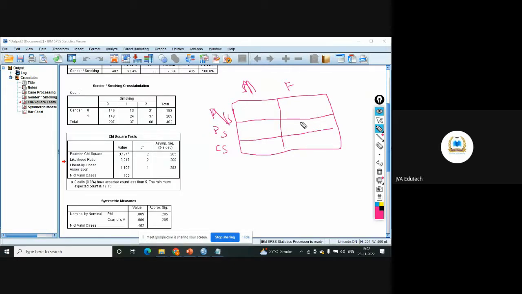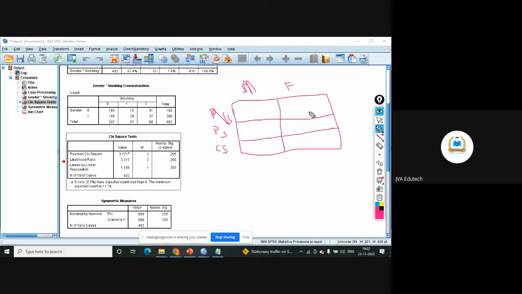Each cell should have a minimum count of 5. If any of the cells won't have a minimum count of 5, then our chi-square result will be wrong. Minimum frequency should be 5 at least in each of the cells. It can be 2 by 2 or 3 by 2, that doesn't matter, but each of the cells has to have a count of five.